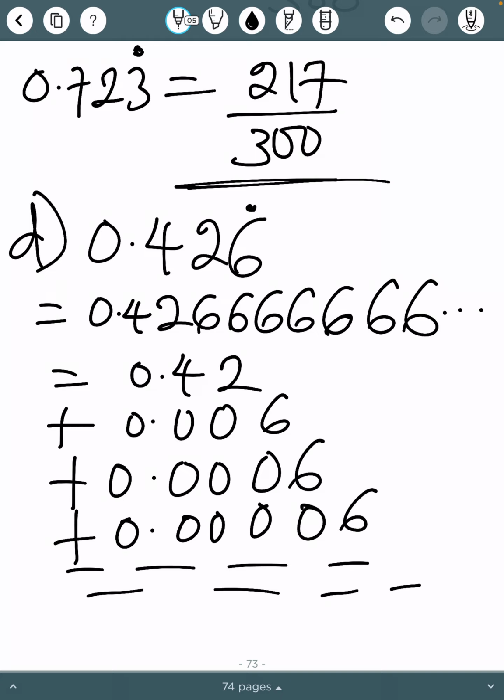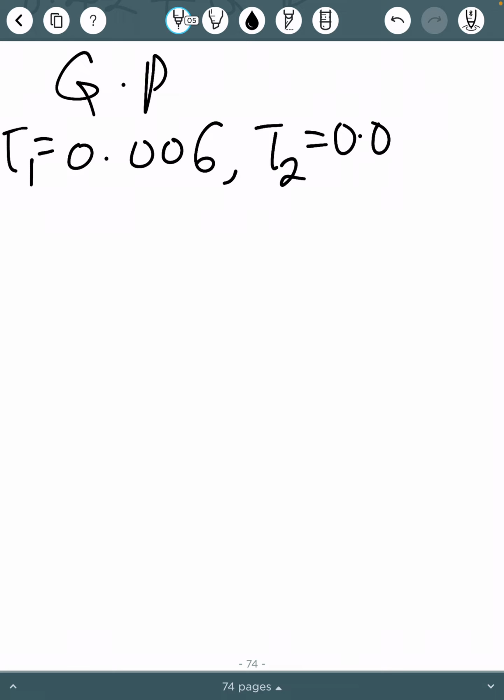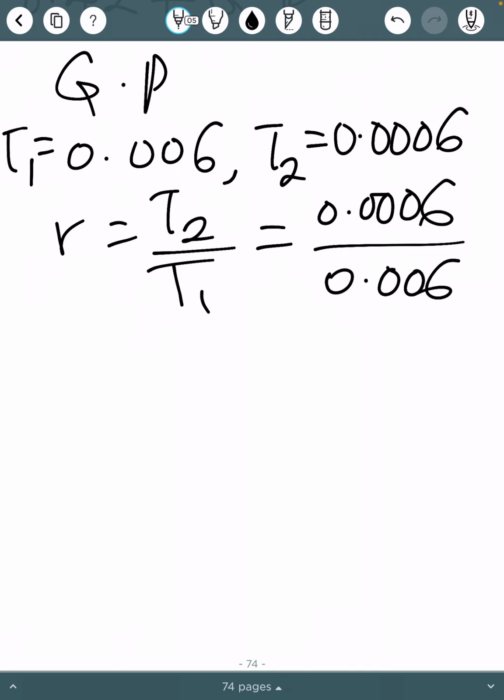So here too, you will notice that my number is 0.42 plus a GP. This is the part that forms the GP. In the GP, my first term, T1, will be 0.006. My second term, T2, will be 0.0006. So my common ratio will be T2 over T1, that gives me 0.0006 divided by 0.006. Are you listening?